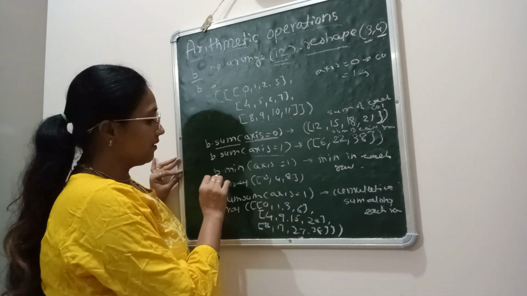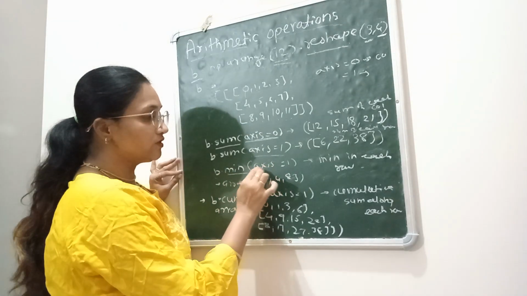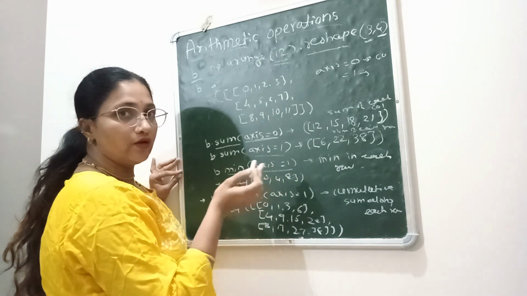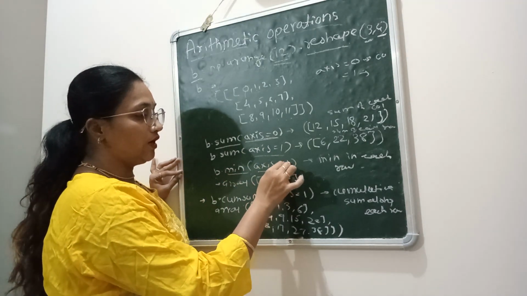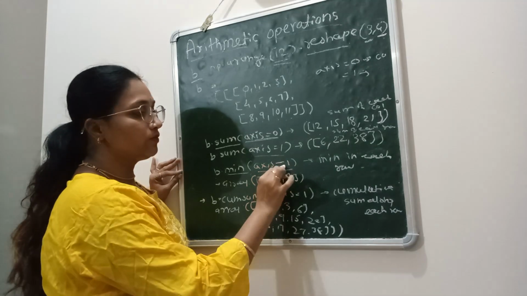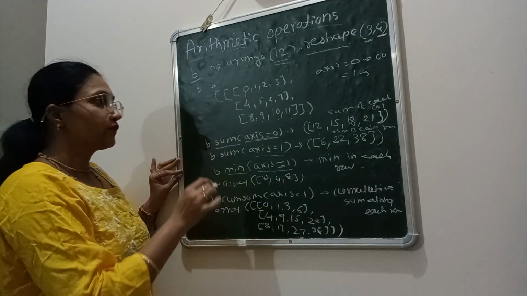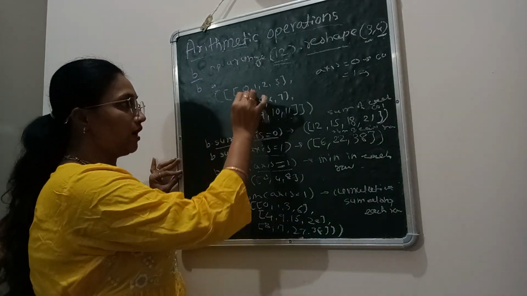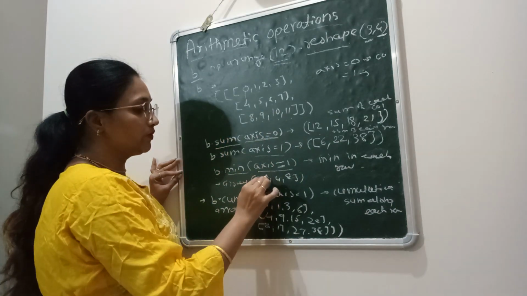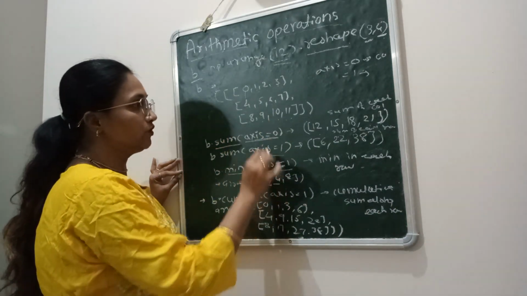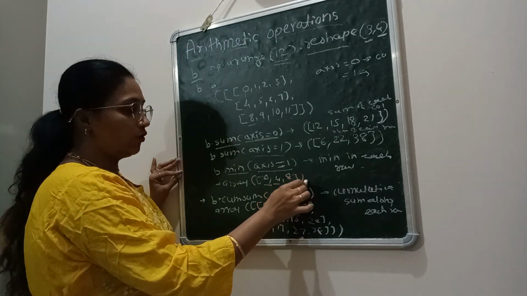Now next one is the min function. For that too we have to mention the axis, in which axis you want to find the minimum number. So I want to find it in rows, the minimum value in a row. So how will it be displayed? Minimum value in each row. As we have 3 rows, we will get 3 values over here. In the first row, the minimum is 0. In the second row, the minimum is 4. And in the third row, the minimum is 8. So this is the output.